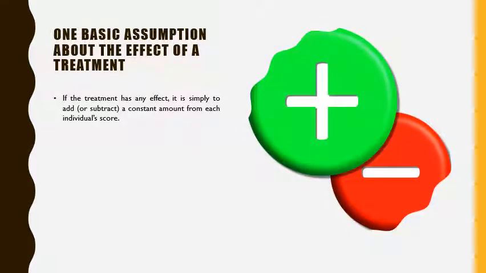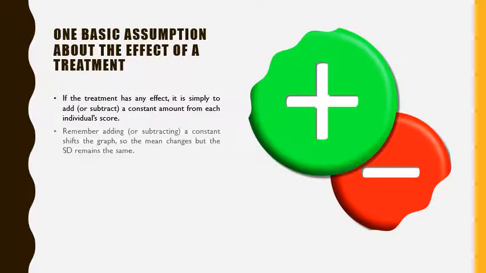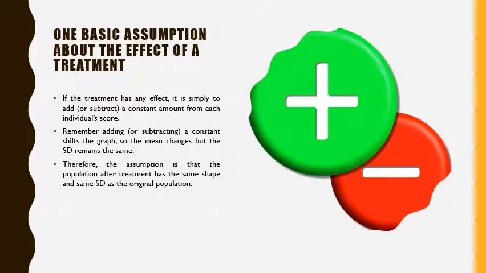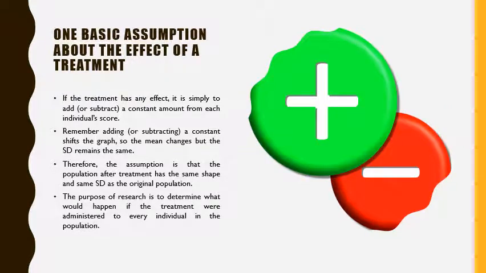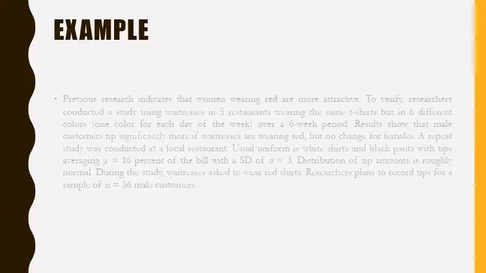Let's talk about one basic assumption about the effect of a treatment. If the treatment has any effect, it's simply to add or subtract a constant amount from each individual score. Remember that adding or subtracting a constant shifts the graph, so the mean changes, but the standard deviation, or how variable the graph is, stays the same. Therefore, the assumption is that the population after treatment has the same shape and same standard deviation as the original population. The purpose of research is to determine what would happen if the treatment were administered to every individual in the population. So let's look at an example.